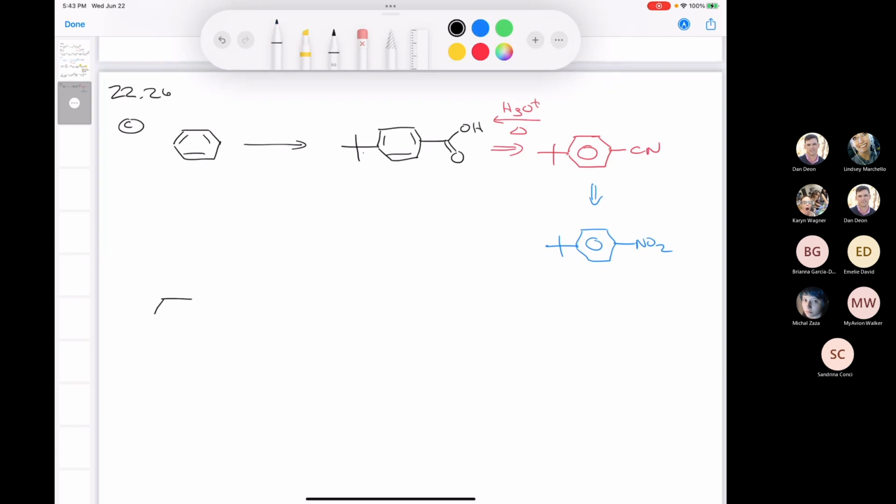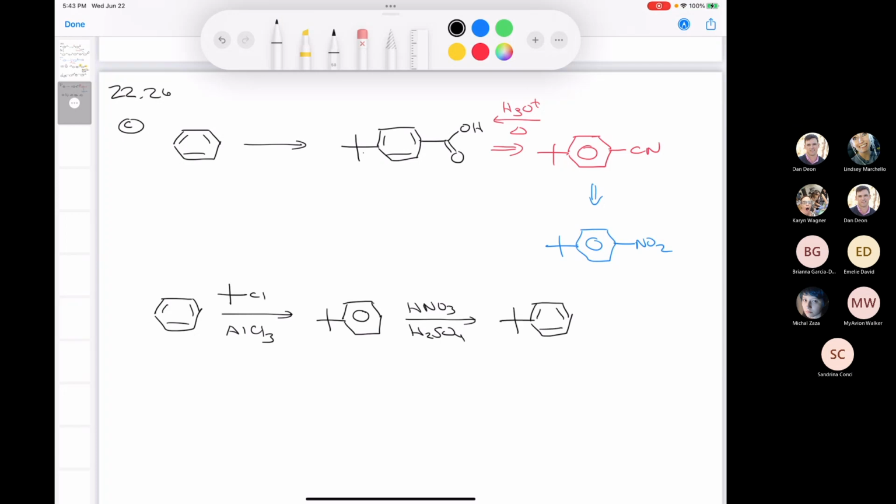Let's see here. What we're going to do is take this and treat it with tert-butyl chloride and aluminum chloride, and that's going to put that tert-butyl group in here like this. There we go. There's our tert-butyl group. Next, we're going to do our nitration, which is definitely going to go in the para position. That tert-butyl group is so gigantic, it's going to go right where we want it.